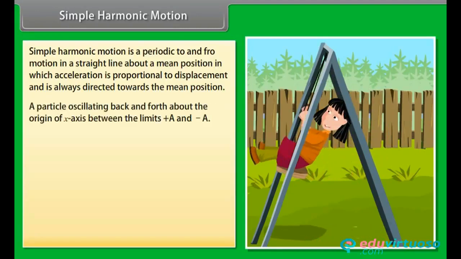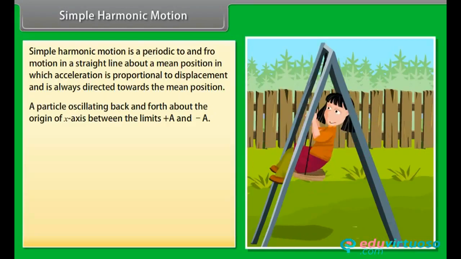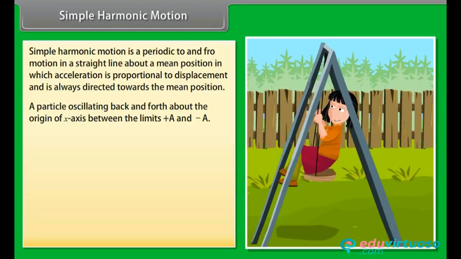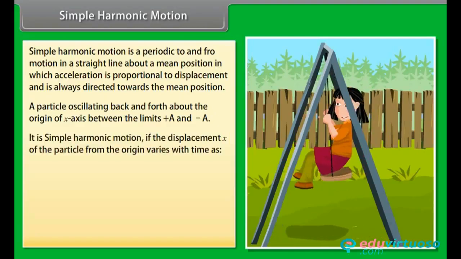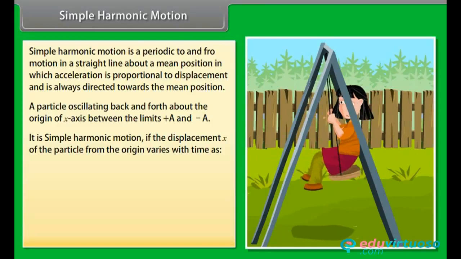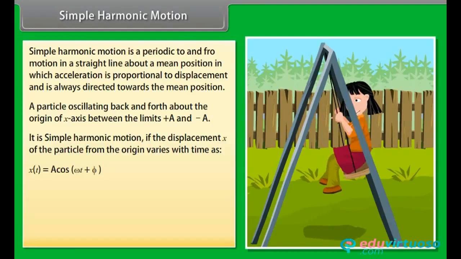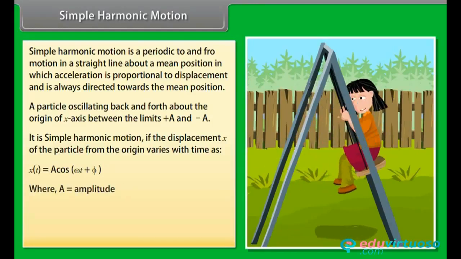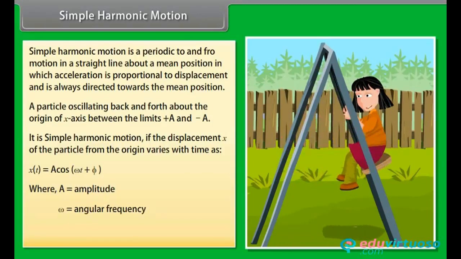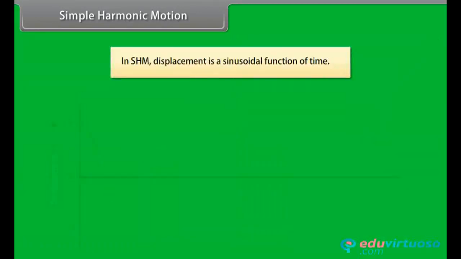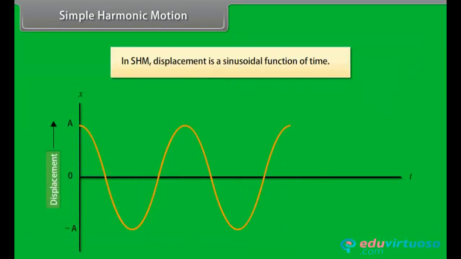Consider a particle oscillating back and forth about the origin of an x-axis between the limits +A and -A. It is simple harmonic motion if the displacement x of the particle from the origin varies with time as x(t) = A cos(ωt + φ), where A is the amplitude, ω is the angular frequency, φ is the phase constant. In simple harmonic motion, displacement is a sinusoidal function of time.